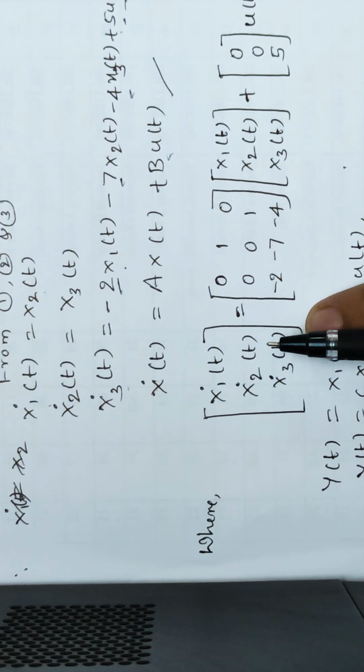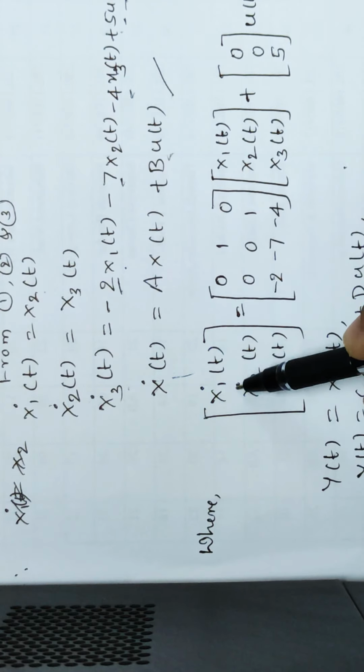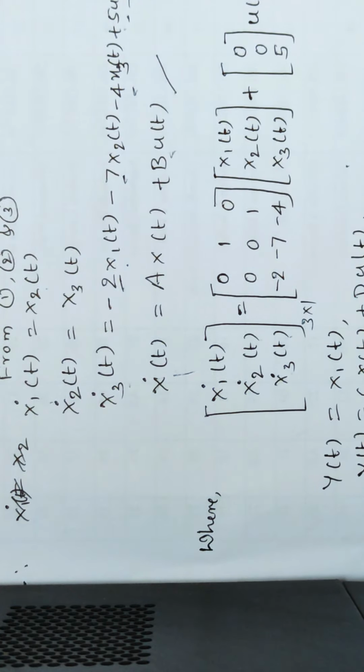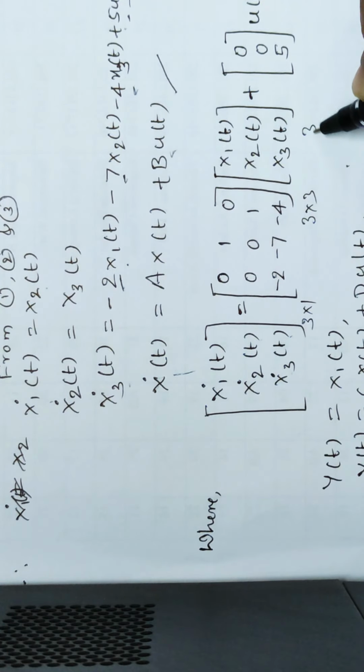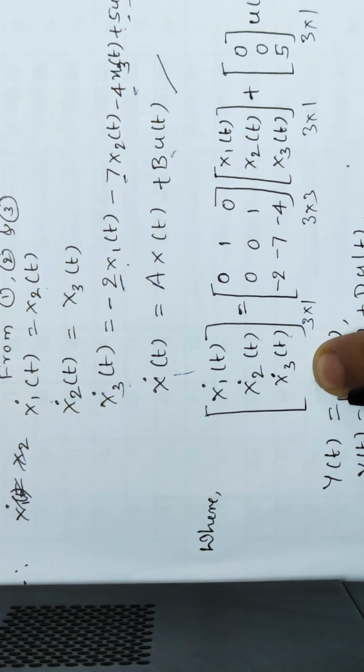So 3 variables are there. x dot is nothing but 3 values, x1 dot, x2 dot, x3 dot. Already I said, right? It is a column matrix, 3 cross 1. This is a square matrix. This is the column matrix. This is the square matrix, right? So x1 dot, x2 dot, x3 dot, only 3 differentiations are there. n is equal to 3 variables.